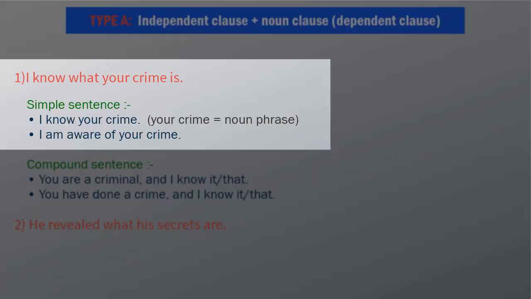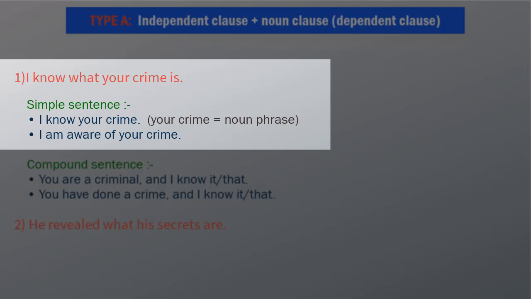Let me show you how. I know your crime. It's a noun phrase, and this is a simple sentence. I know your crime. And guys, the sentence gives the same meaning.